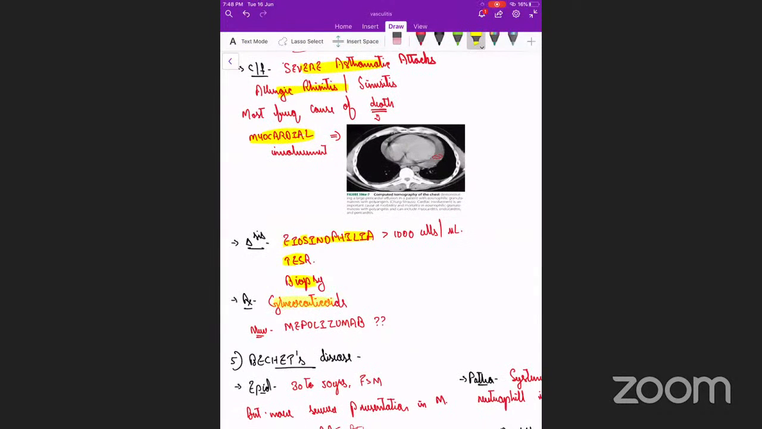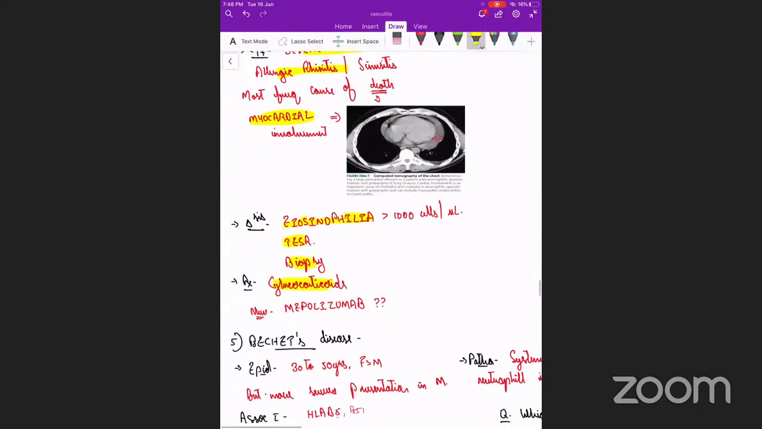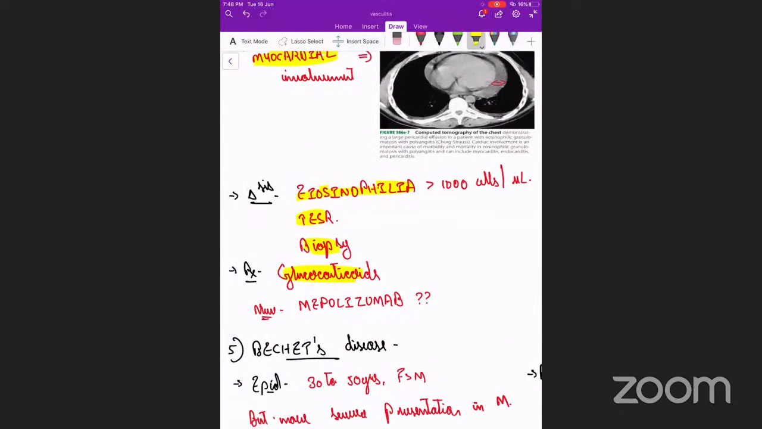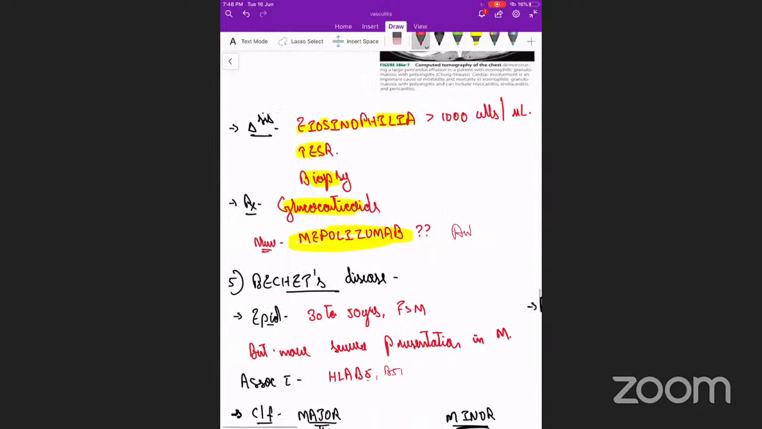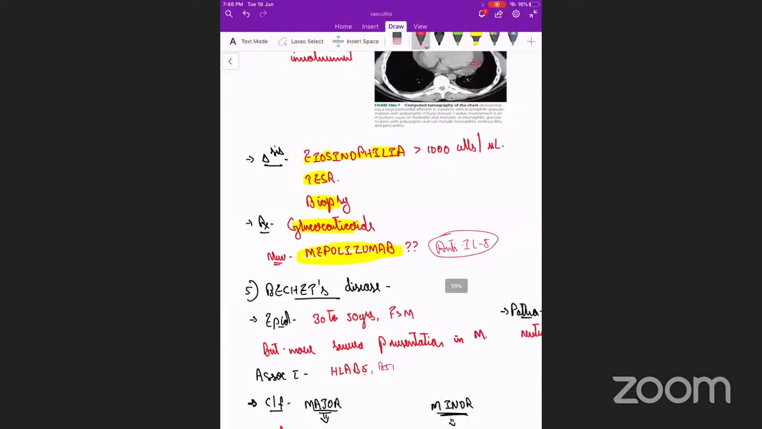Treatment is with steroids along with cyclophosphamide. And newer drug which has come in the market will be mepolizumab. What is the mechanism of action of mepolizumab? Anyone? Mechanism of action. Yes, very good. It is anti-IL-5. Okay. So next, let's see.